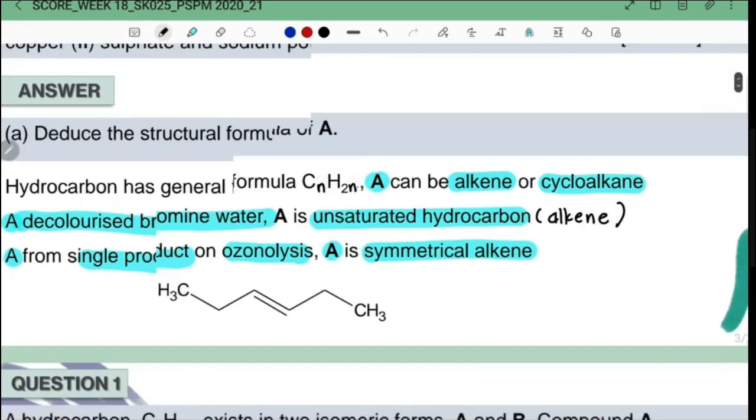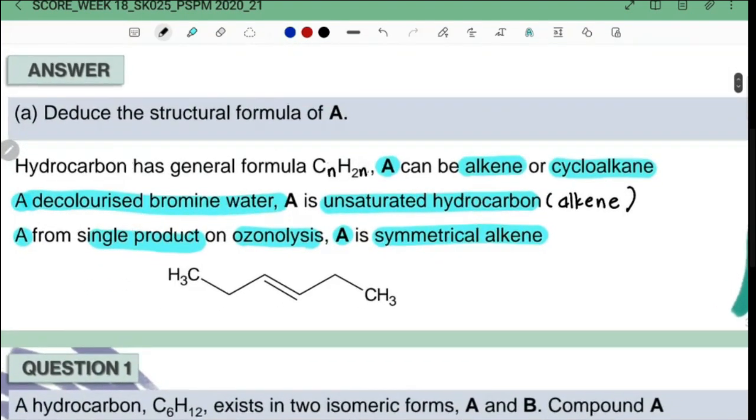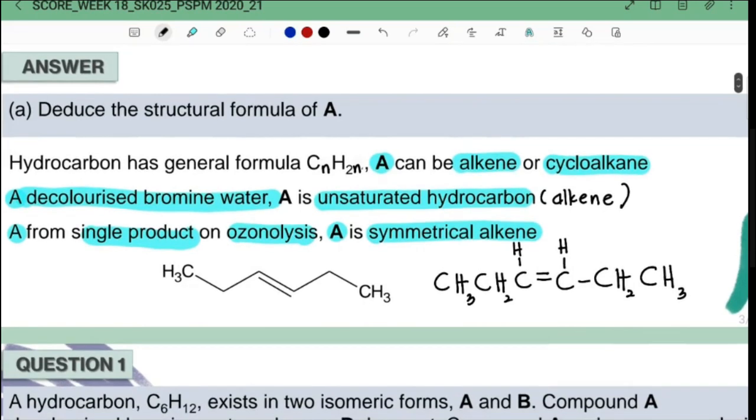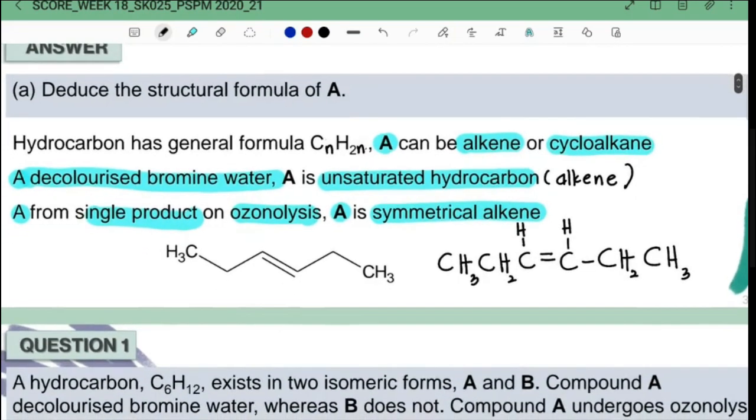Okay, so for the symmetrical, kita boleh guna skeleton ataupun kita nak guna biasa 1, 2, 3, 4, 5, 6. So the double bond dekat tengah-tengah forms the same product, single product carbonyl, which gives the positive test of Fehling. So this is structure of A. Right, so kita tahulah this one is A.